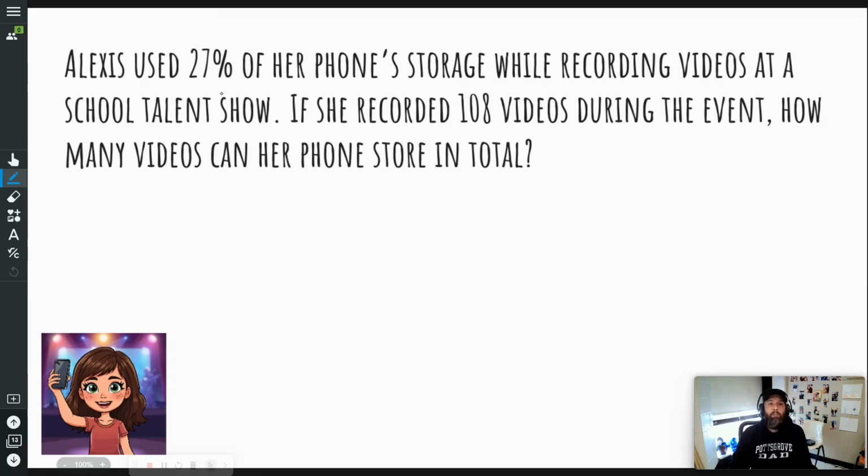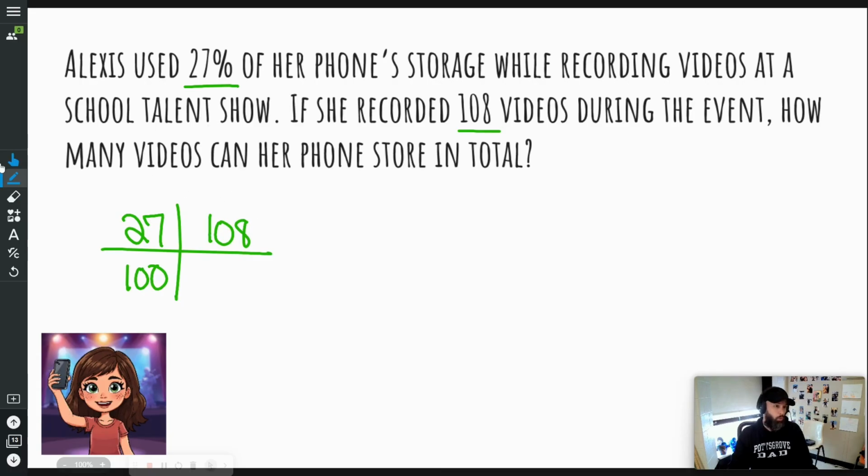Alexis used 27% of her phone's storage while recording videos at a school talent show. If she recorded 108 videos during the event, how many videos can her phone store in total? So she used 27% of her phone's storage. That was 108 videos. So we set up our ratio table. 27% is 27 over 100. 27% is 108. That's the part. We need the whole. How many videos can she store on her phone if she used all of her phone's storage? So we multiply the two numbers that are diagonal from each other.